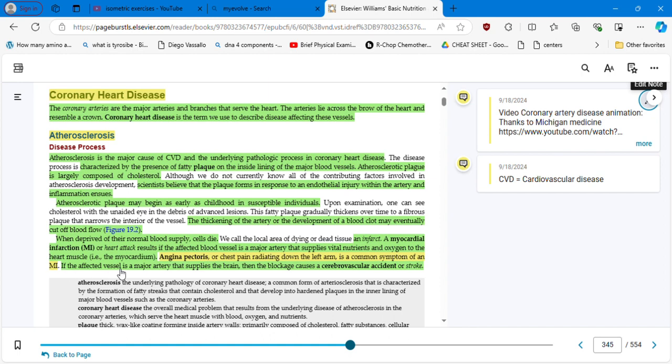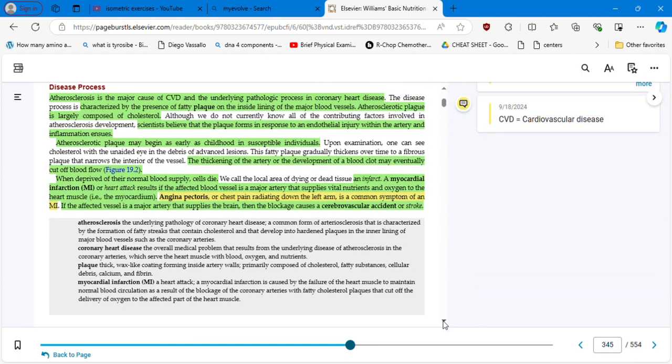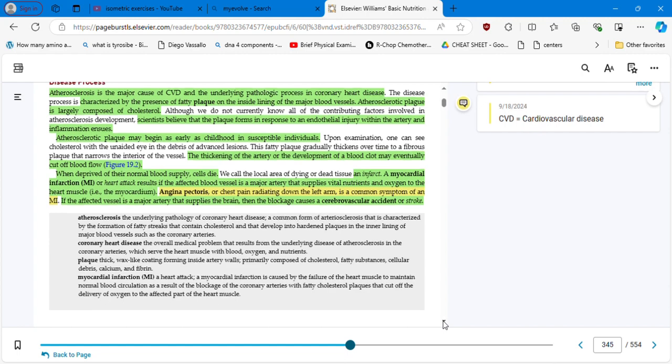If the affected vessel is a major artery that supplies the brain, then the blockage causes a cerebrovascular accident, or a stroke. So we have two pathways then. If the artery is supplying the heart, an MI can occur. If the artery is the one supplying nutrients to the brain, and the atherosclerosis happens there, then the patient can have a stroke or cerebrovascular accident.